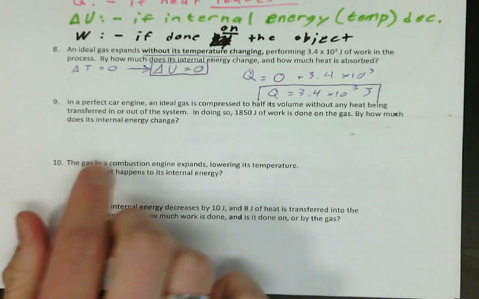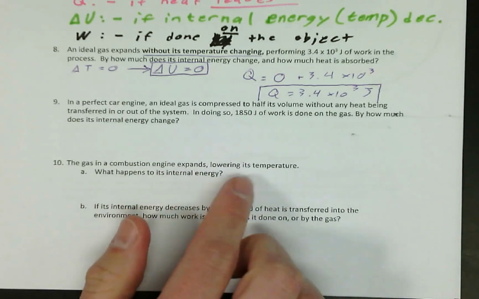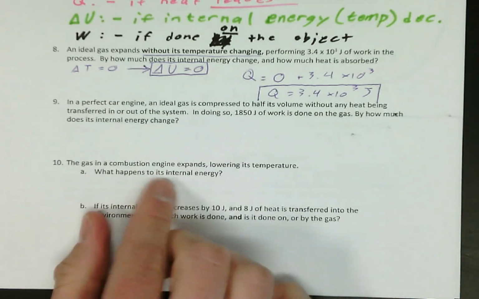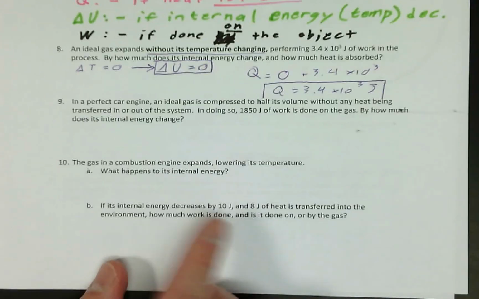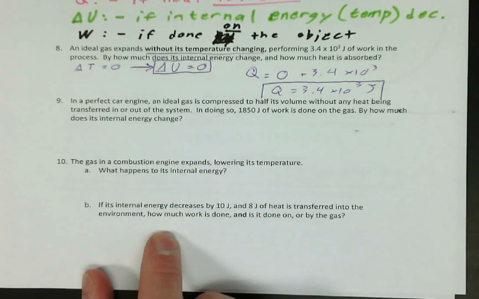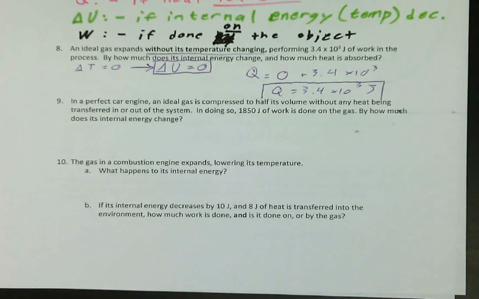And then 10. Gas in a combustion engine expands, lowering its temperature. So as it expands, it cools off. What happens to its internal energy? And then if the internal energy decreases by 10 joules, and 8 joules of heat is transferred into the environment, so out of the gas into the environment, how much work is done, and is it done on or by the gas? So see what you can do on that one. I'll give you time to just finish up 9 and 10. That's all you got left to do. And then we'll talk about the review guide. And give you time to work.